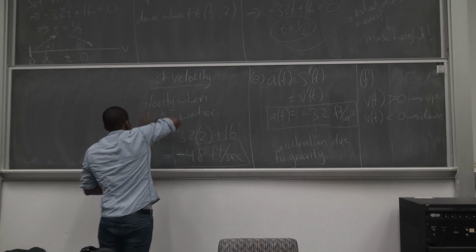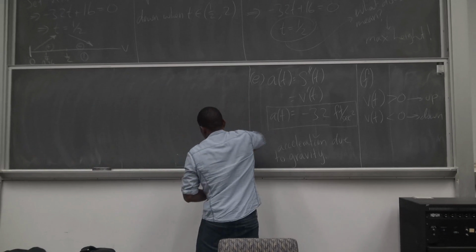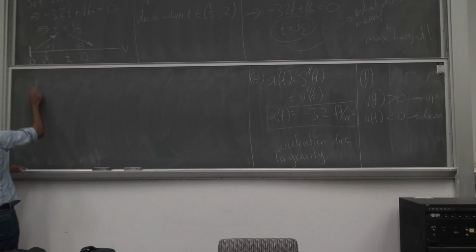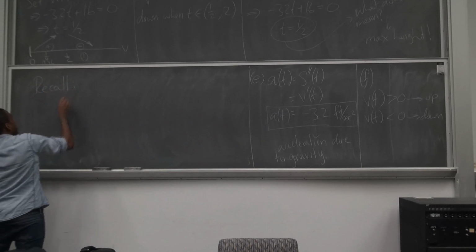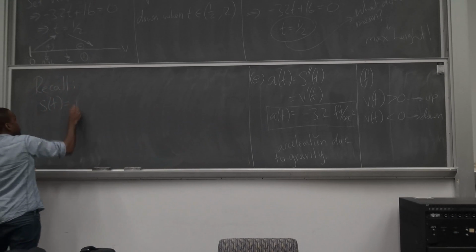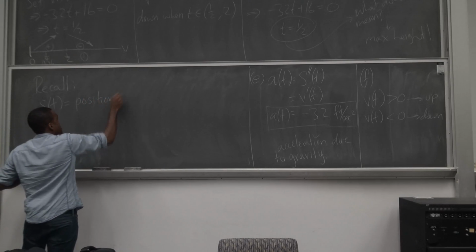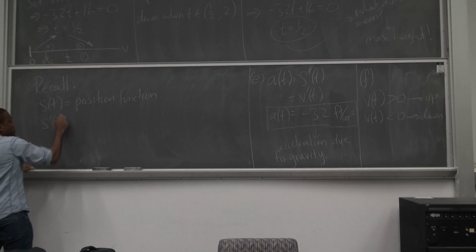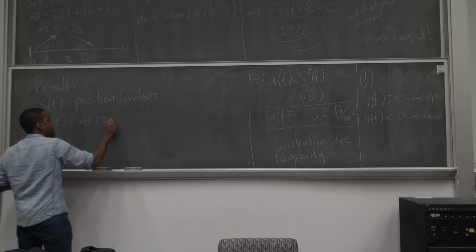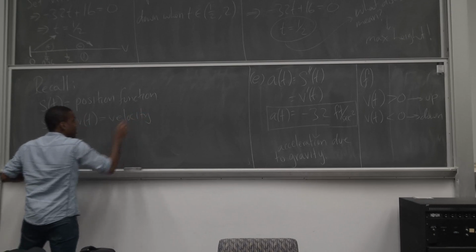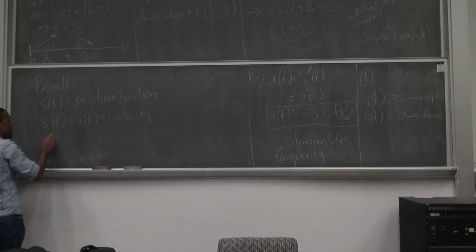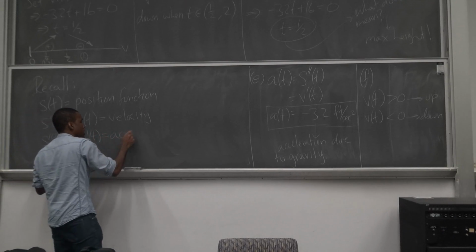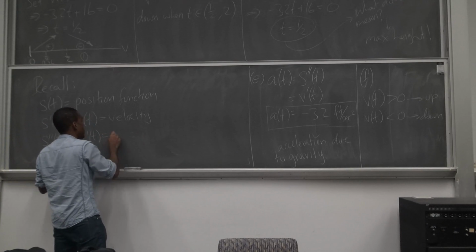Oh, we remembered that. I mentioned this before, but it's one of the applications of derivatives. Recall: if s of t is your position function, then you take the first derivative, that gives you the velocity, because velocity is the rate of change of position. Take the second derivative, which is the first derivative of velocity, and you get acceleration, which we call a of t.